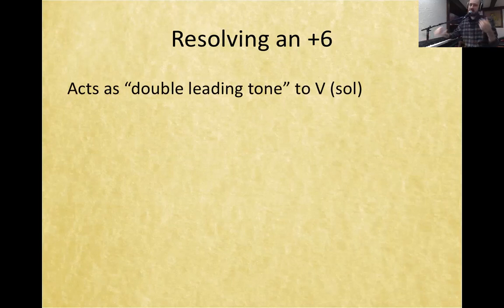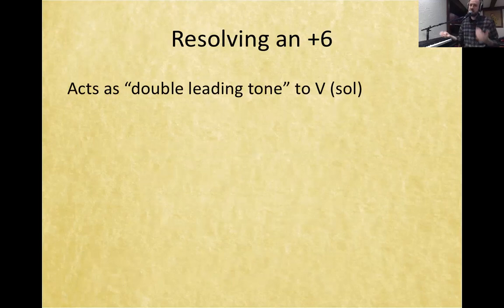But a more practical way to think about this, more connected to the function, is related to where it goes, where it resolves towards. So we're going to think about the interval of an augmented sixth as a double leading tone to 5. That's a strange concept. We've talked about leading tones a lot, right? We really focus on leading tone motion as a central element of a lot of the musical push and pull that we're working on.